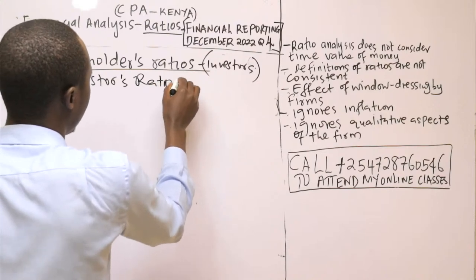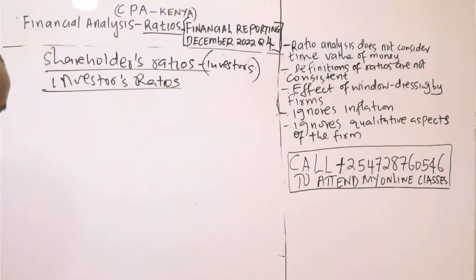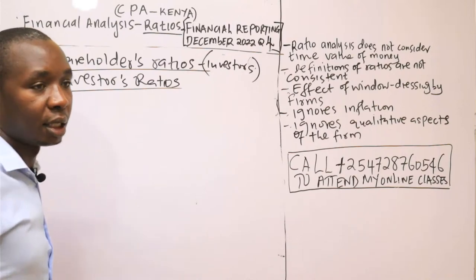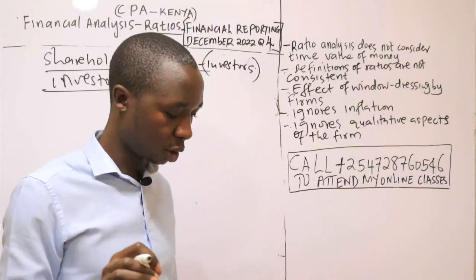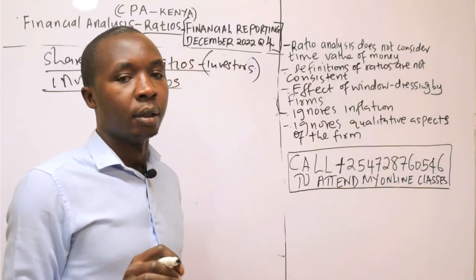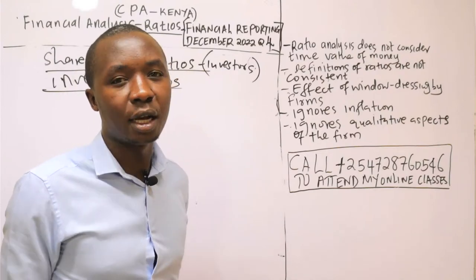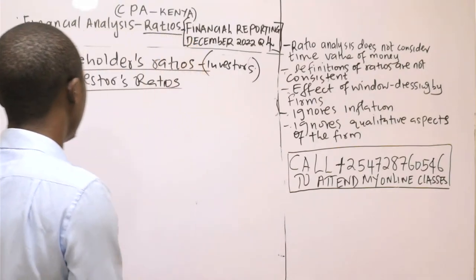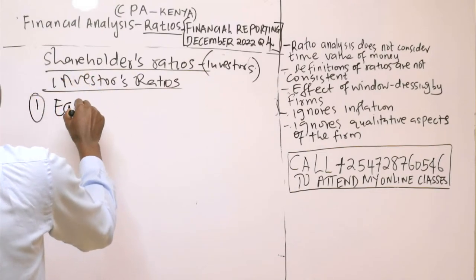What do the investors ratios show? They measure the return the company will give its owners in cash. So what's the return the company will give its owners? Who are the owners of the company? The shareholders. So the first ratio I will pick is all about the earnings per share.